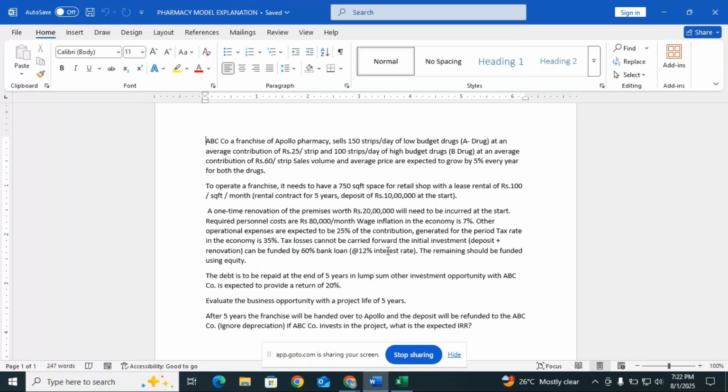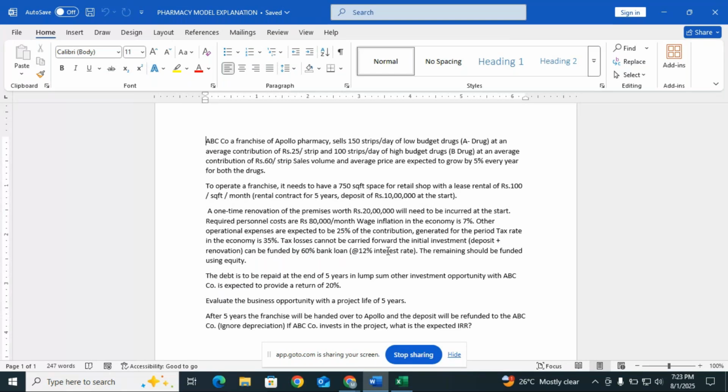And it is a rental contract for a period of 5 years, and a deposit of 10 lakhs has to be made at the start. Okay. So again, third part. A one-time renovation of the premises worth 20 lakh will need to be incurred at the start. So some renovation is required for the premises to start up this business.